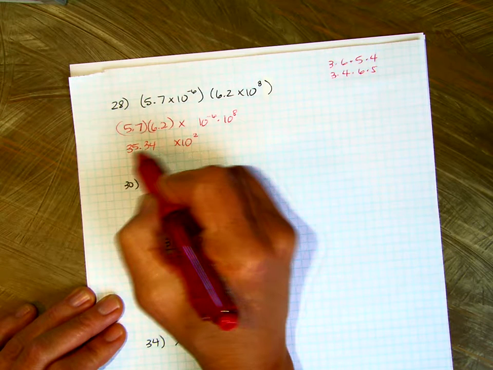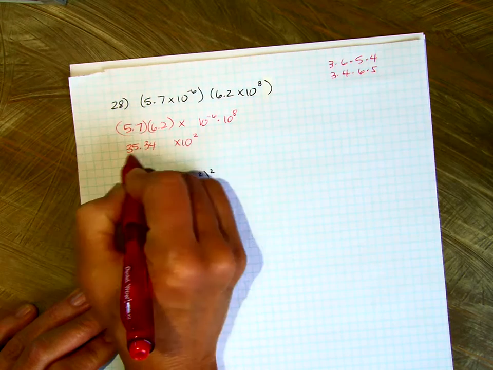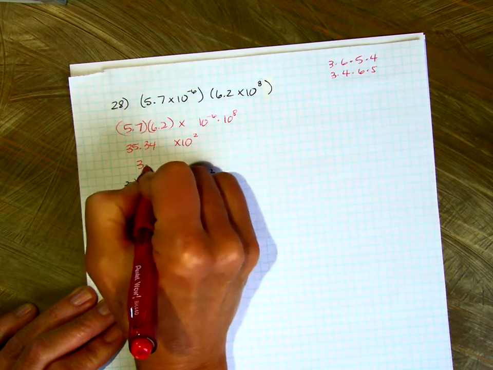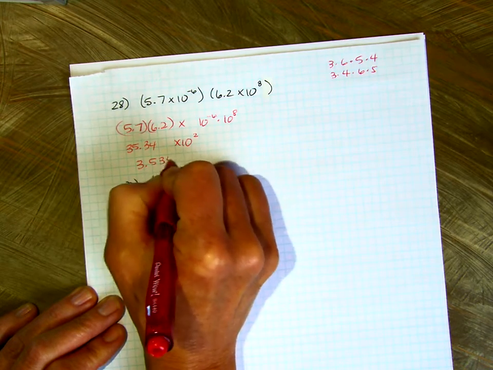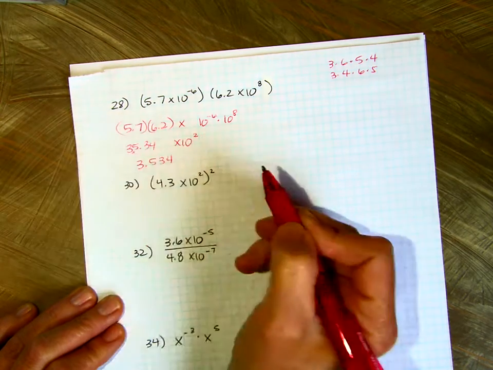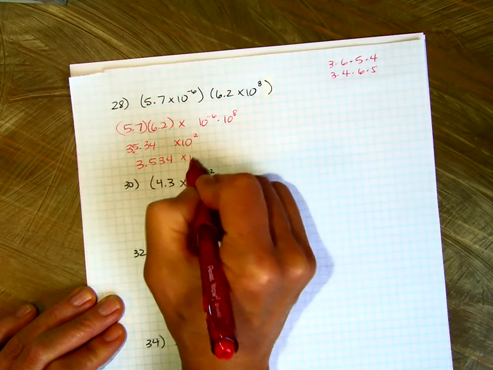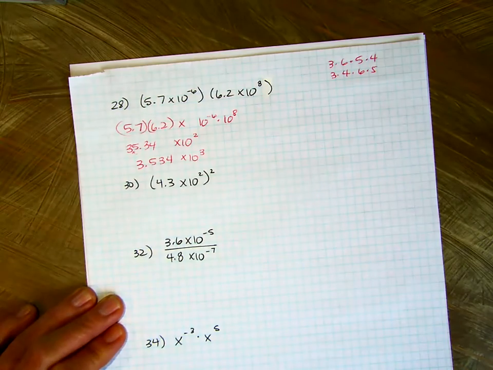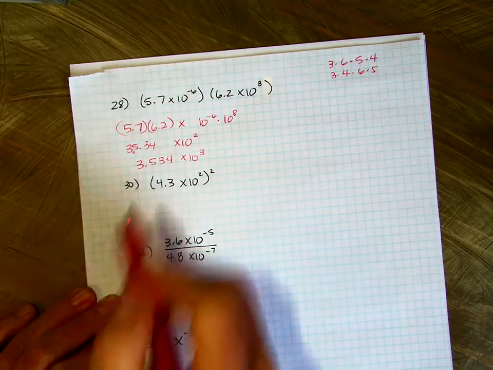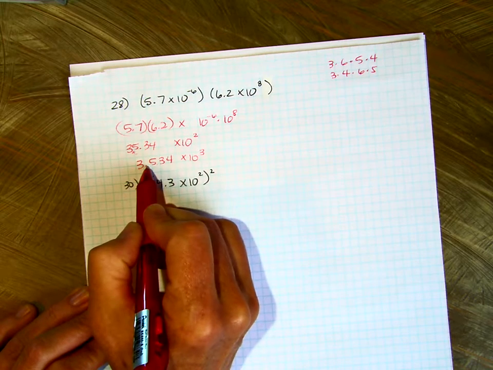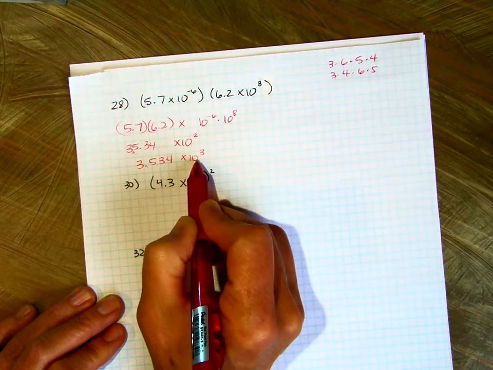Now I can't leave it like this. This is not greater than 1 and less than 10. So I have to move my decimal point 1 place to the left. To compensate for that, I'm going to make this 1 place larger. I just made this 1 place smaller, so I have to make this 1 place larger.